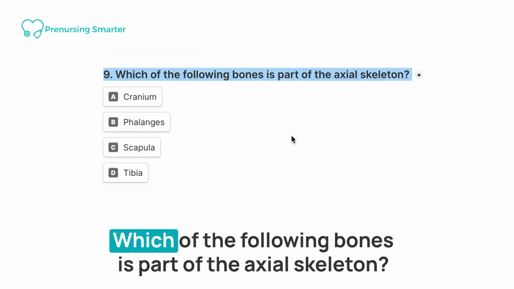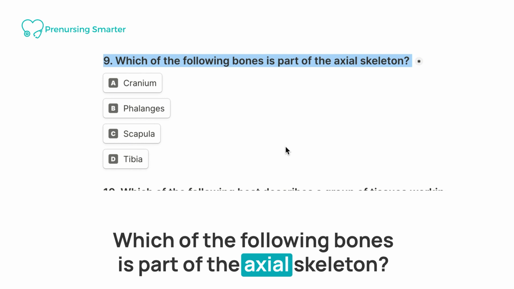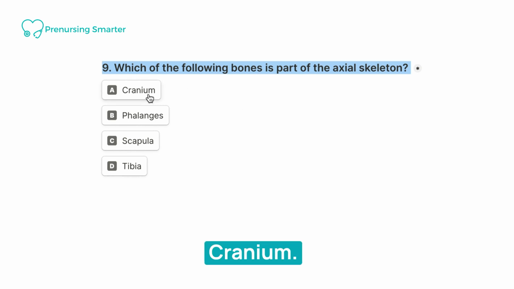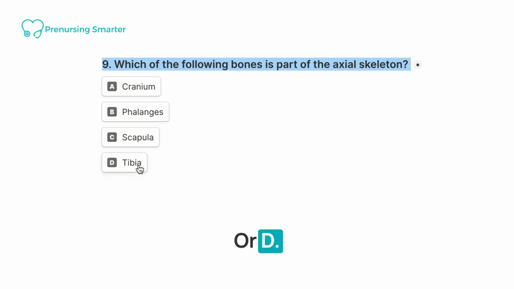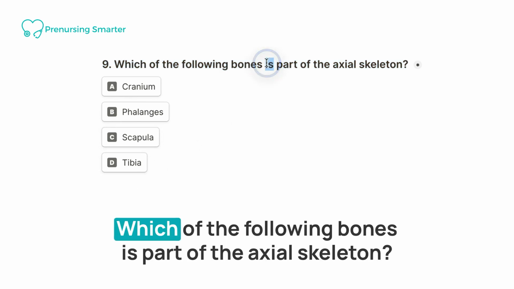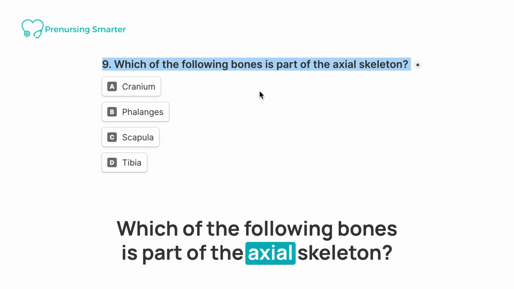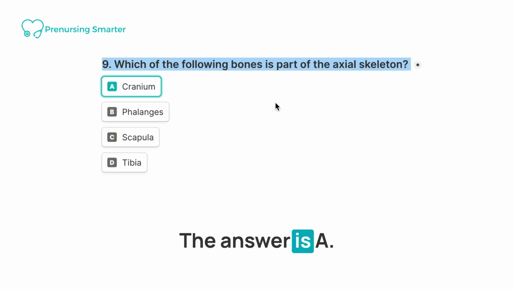Question 9. Which of the following bones is part of the axial skeleton? A. Cranium, B. Phalanges, C. Scapula, or D. Tibia? Which of the following bones is part of the axial skeleton? The answer is A. Cranium.